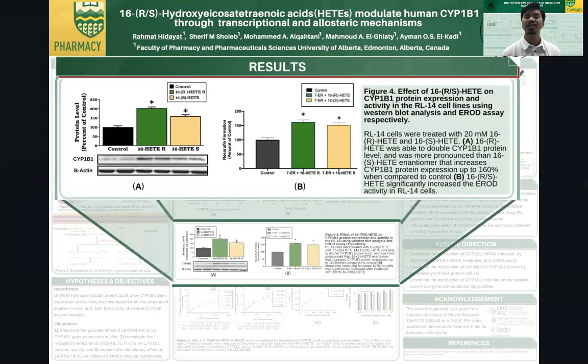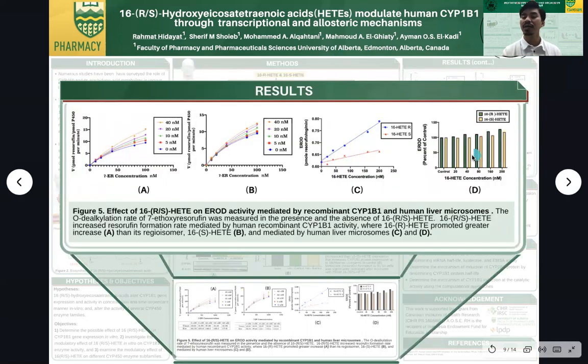For the protein expression and activity, as confirmatory as it seems, 16RS-HETE significantly induced CYP1B1 protein expression and activity. This is a very interesting result, since 16RS-HETE could induce both gene expression and activity. When mediated by recombinant enzyme and human liver microsomes, 16RS-HETE also increased CYP1B1 activity, denoting that both 16-HETE enantiomers were able to increase recombinant human CYP1B1 activity and human liver microsomes.